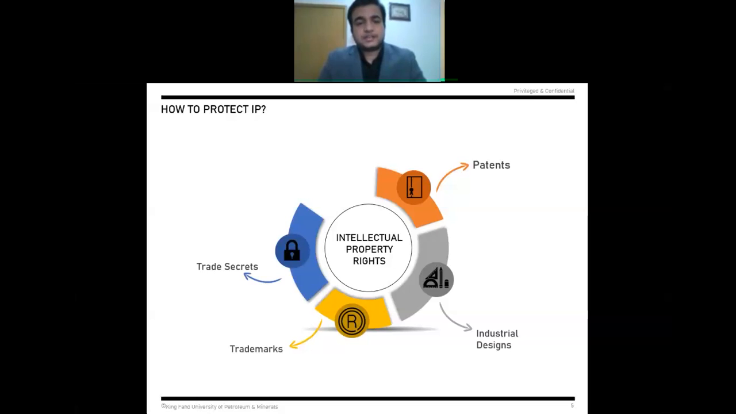The next is trade secrets. Trade secrets are used to protect creations which the inventor does not want to disclose to public. For example, Coca-Cola has existed for a long time, but it hasn't filed any patents or industrial designs or trademarks for its formula. So the formula of Coca-Cola is kept as a trade secret, and trade secret protection allows Coca-Cola to keep its formula secret and not give it to others.